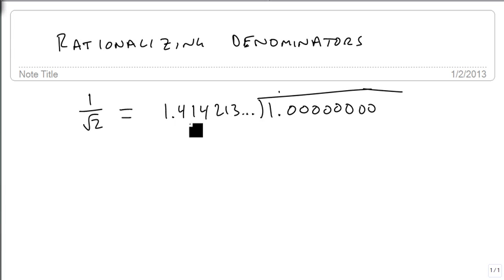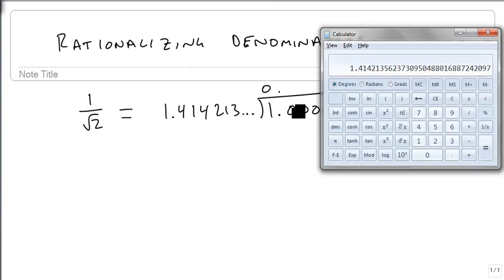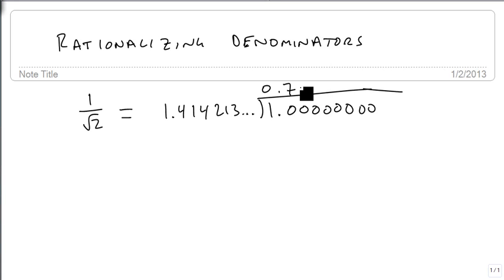And then we're going to say, well, it doesn't go into 1 at all, but it does go into 10. Let's see, how many times? 7 times. And you can see how quickly this gets out of hand because of all of these dots, and it just takes so much time. The reason for this is that our divisor, the square root of 2, in decimal form is a number that never repeats and never stops.